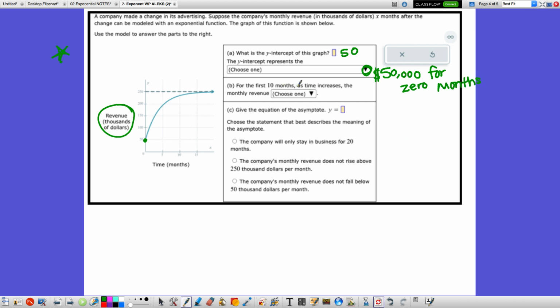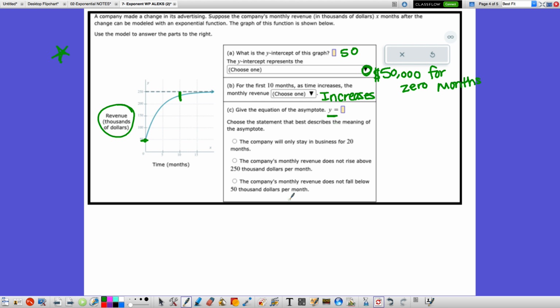For the first 10 months, as time increases, the monthly revenue does what? So from here to here, what's happening? It's going to say increases, decreases, stays the same. It's going to be increases. So this graph is increasing as time increases.